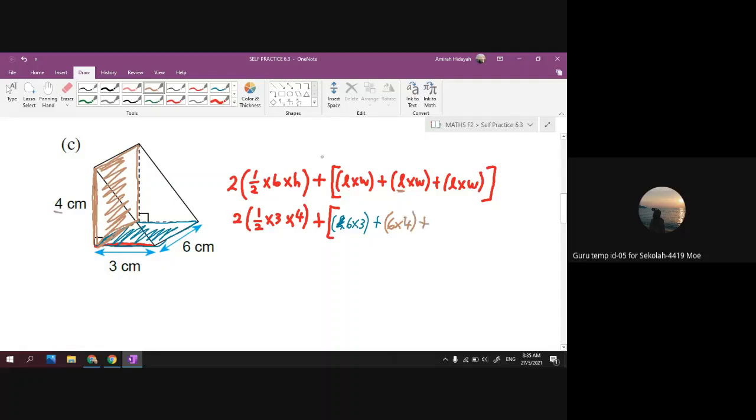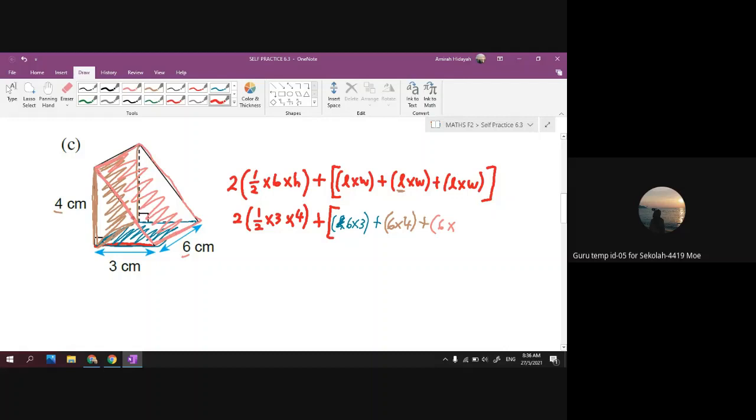Plus, okay, the third rectangle yang ni, yang condong ni. Yang ni. Okay, so length dia adalah 6 kan. 6 times width. Okay, width dia ni tak diberi yang ni. So we can use Pythagoras theorem.